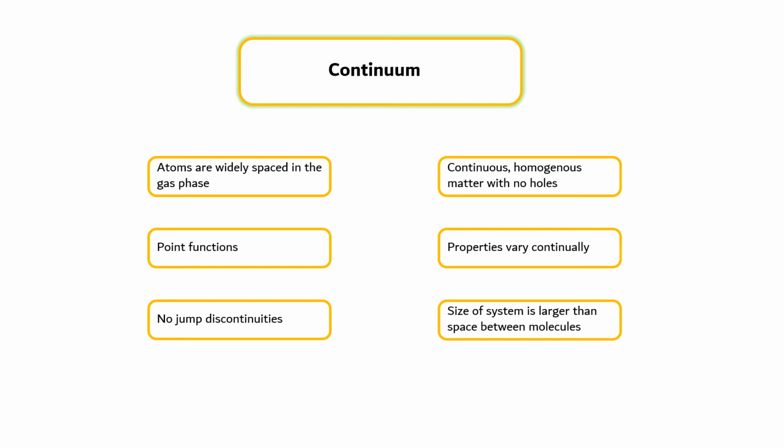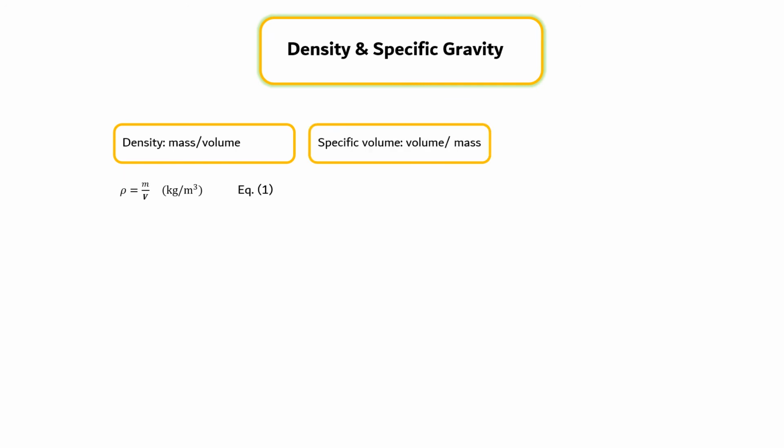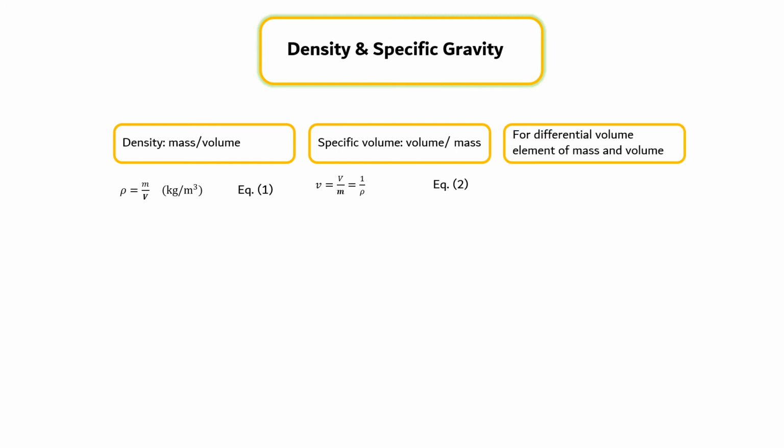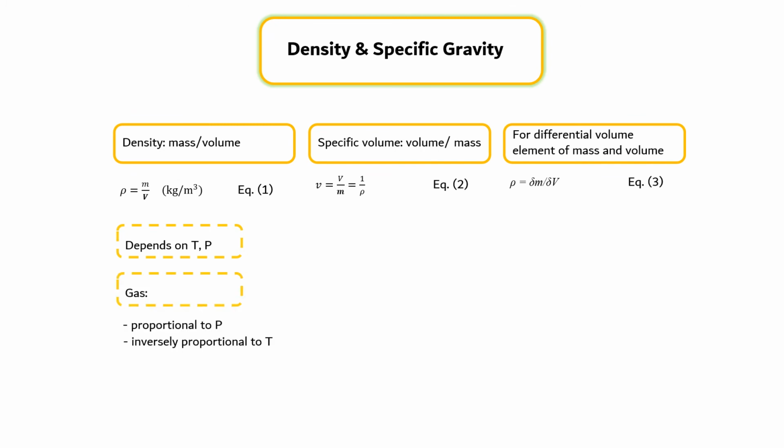Density and specific gravity. Density can be defined as the mass per unit volume as shown in equation 1. The reciprocal of density is the specific volume, which is defined as volume per unit mass as shown in equation 2. For a differential volume element of mass and volume, density can be expressed as shown in equation 3. The density of a substance in general depends on temperature and pressure. The density of most gases is proportional to pressure and inversely proportional to temperature.